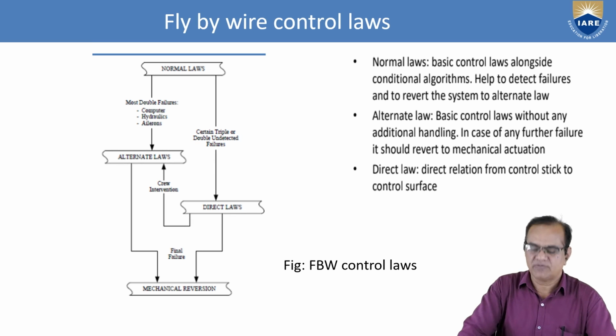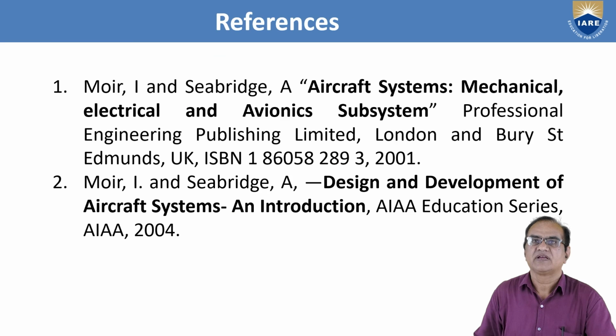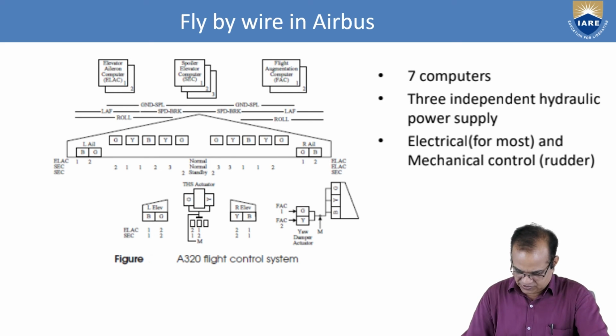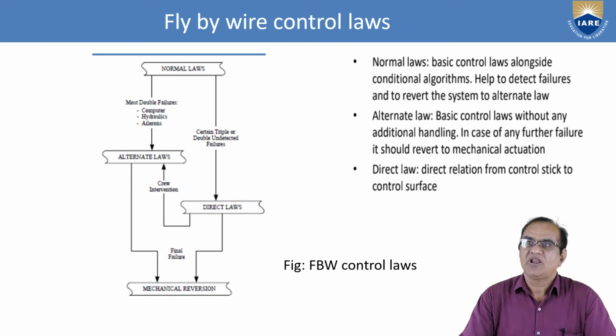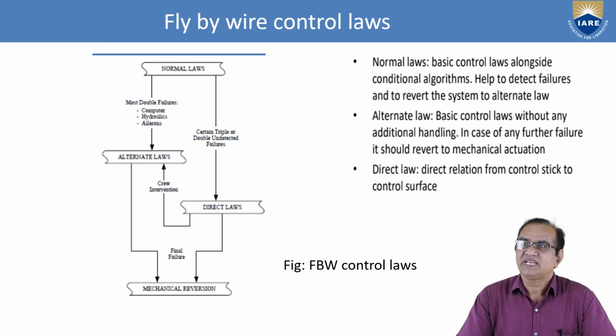Now next I am talking about fly-by-wire. In this fly-by-wire, it is shown for the normal law. So what are the control laws of fly-by-wire? Basic control laws alongside conditional algorithms help to detect failure and to revert the system to alternate law. And what is the alternate law? Basic control laws without any additional handling. In case of any further failure, it should revert to mechanical actuation, direct law, a direct relation from control stick to the control surfaces.